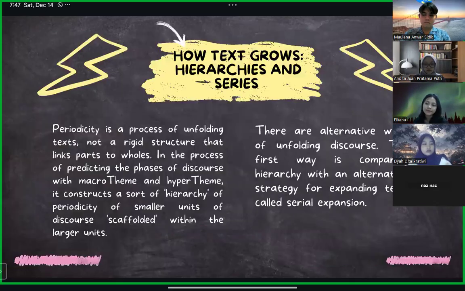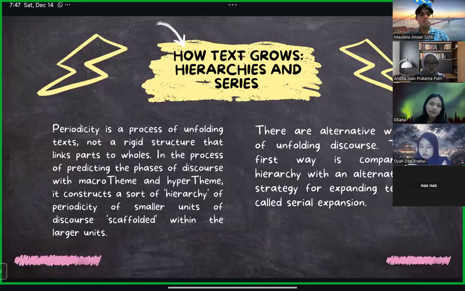And now for the next material will be explained by me. So I will explain about how text grows, about hierarchies and series. Periodicity is a process of unfolding text, not a rigid structure that links parts to wholes. In the process of predicting the phases of discourse with macro theme and hyper theme, it constructs a sort of hierarchy of periodicity of smaller units of discourse scaffolded within the larger units.